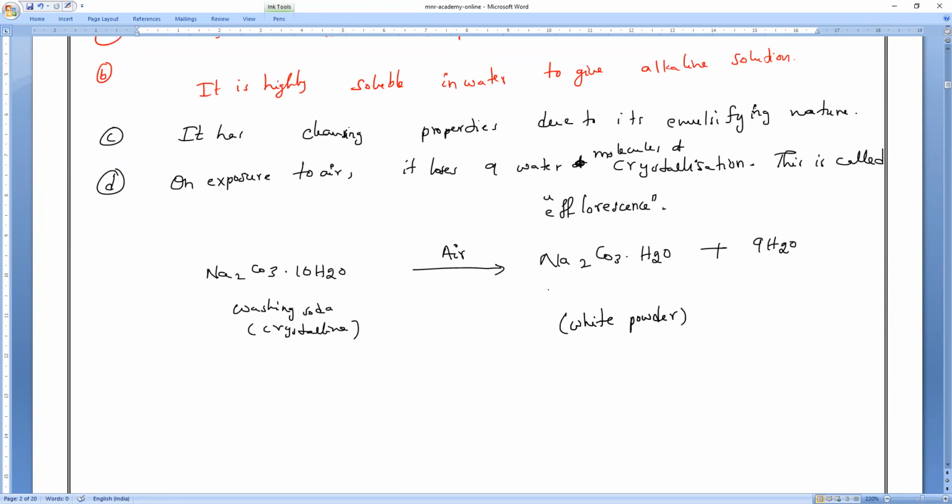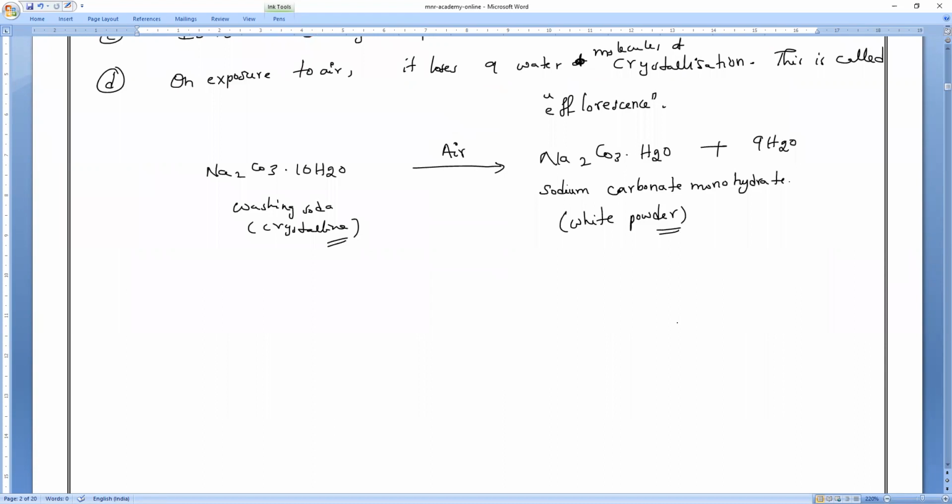So that is why we should not expose this to the atmosphere. Sodium carbonate, not decahydrate, monohydrate. Decahydrate means crystalline structure, monohydrate means white powder. So if you are removing the water of crystallization, it will lose its structure. The crystalline structure will be removed. Clear, everybody?